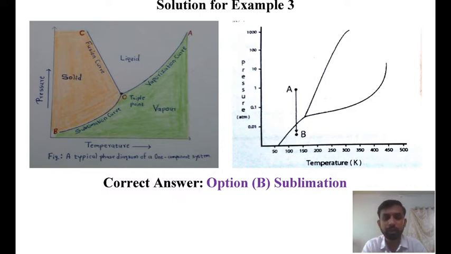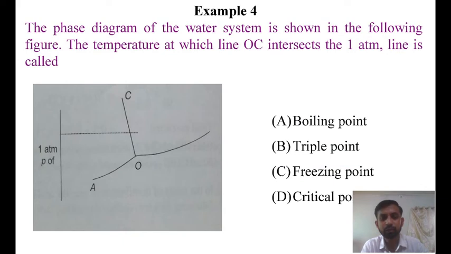Due to decreasing the pressure from point A to point B, the solid phase, that is ice, sublimed to give water vapor, that is the change of phase takes place from solid to vapor, and that process is nothing but sublimation process. Therefore the correct option is B, sublimation. Now see the next one.